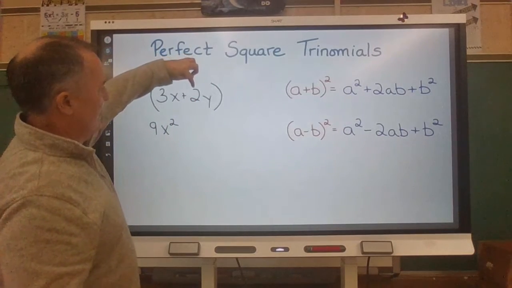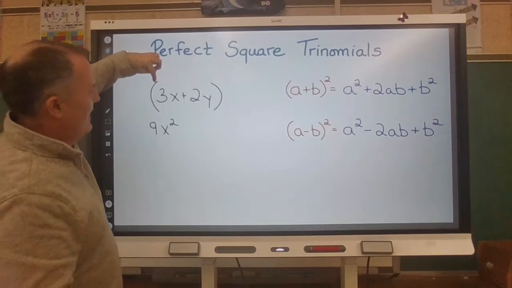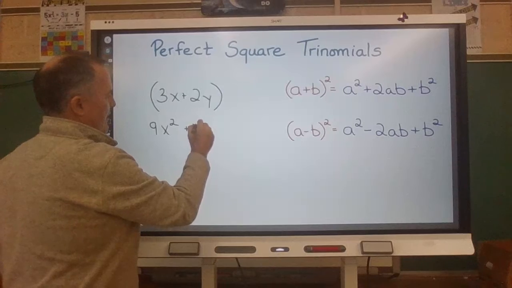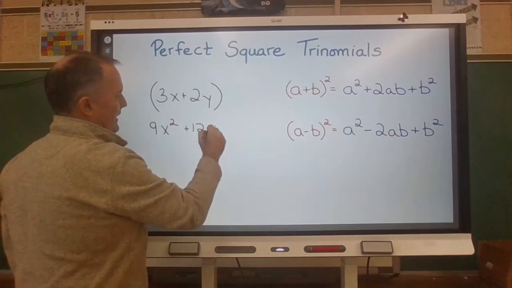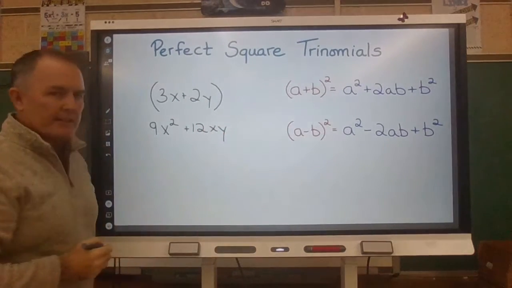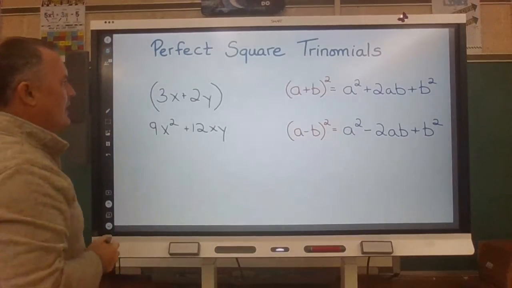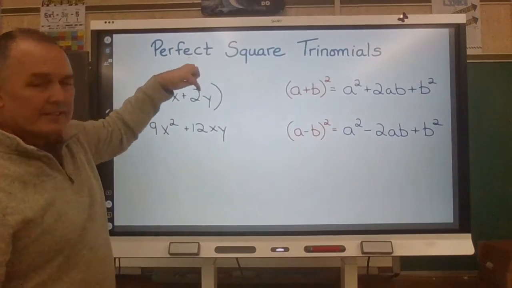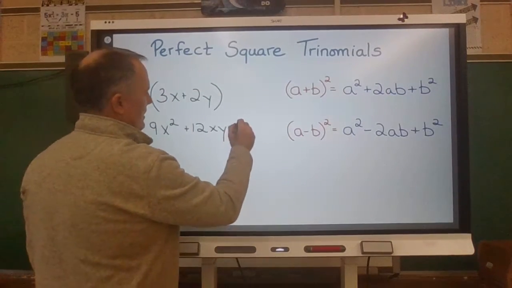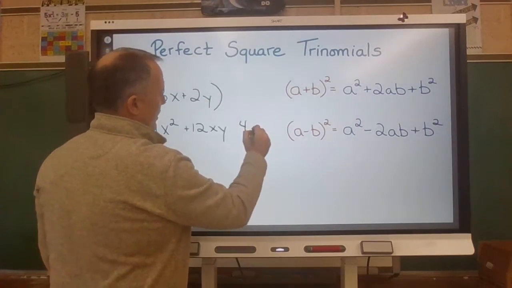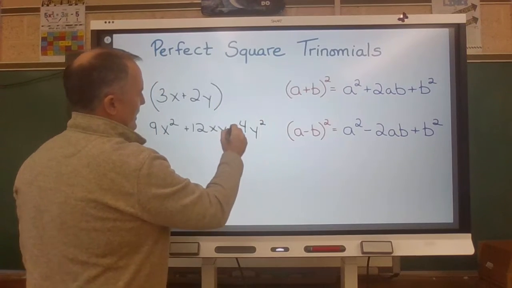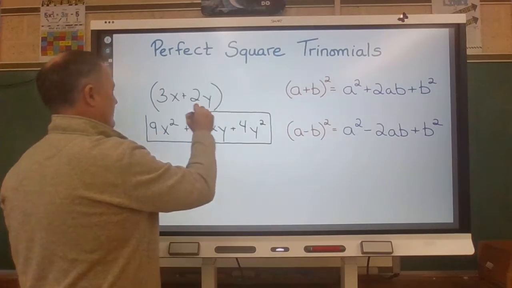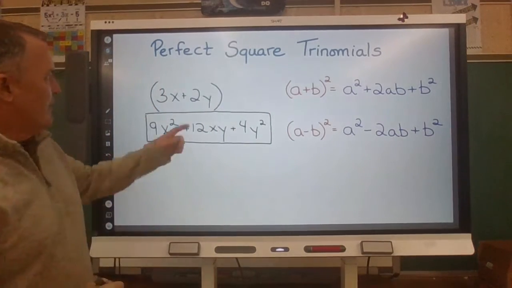So let's do the coefficients first. 2 times 3 is 6, and then 6 times 2 would be 12. And I have an x and a y. 12xy. Then for my last term, which is my b, I'm just going to square this. 2 squared is 4, and then y squared, and it's a positive.